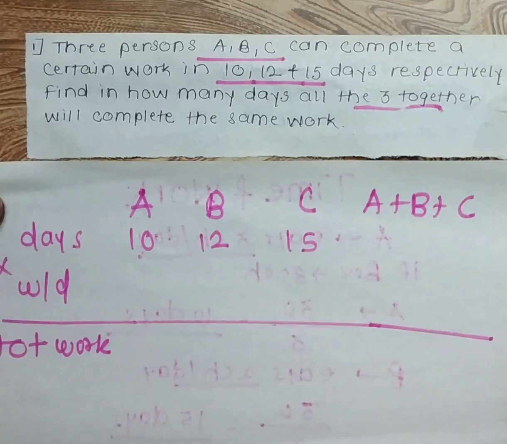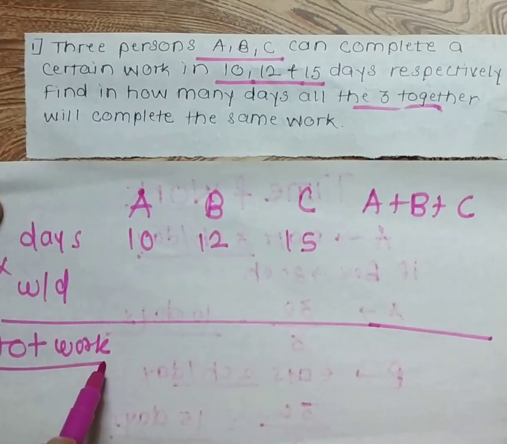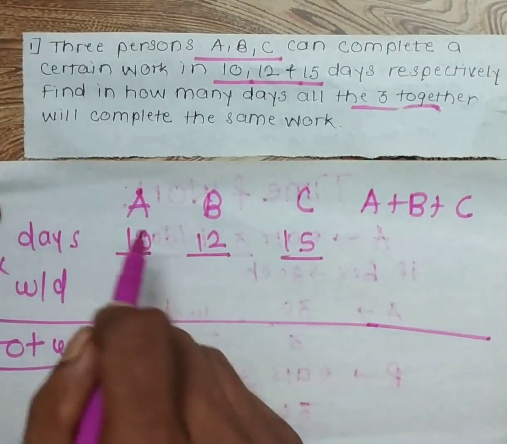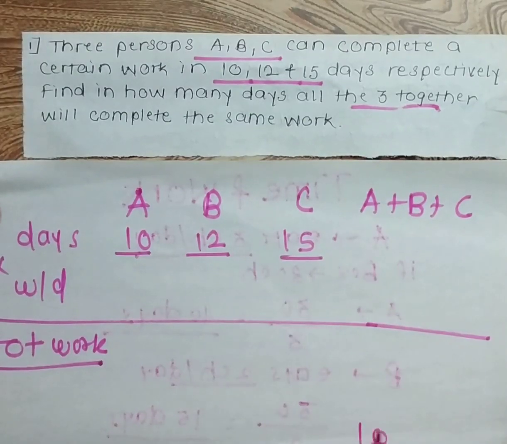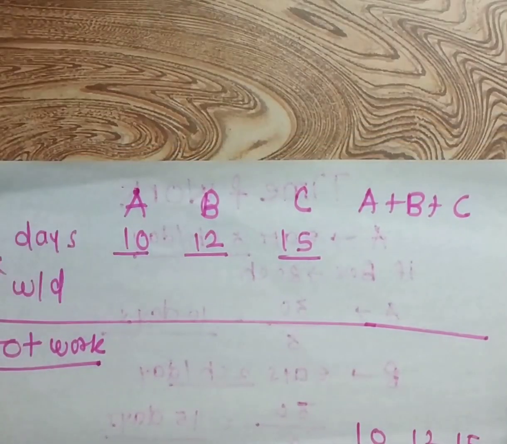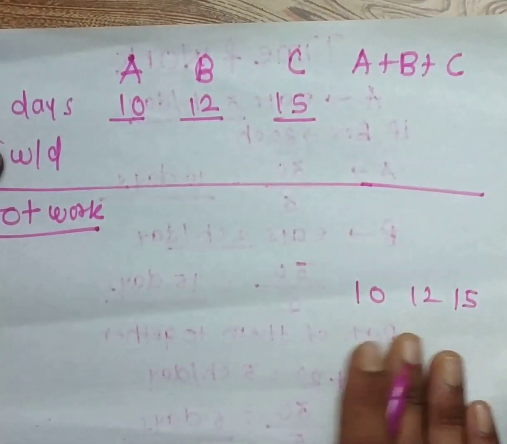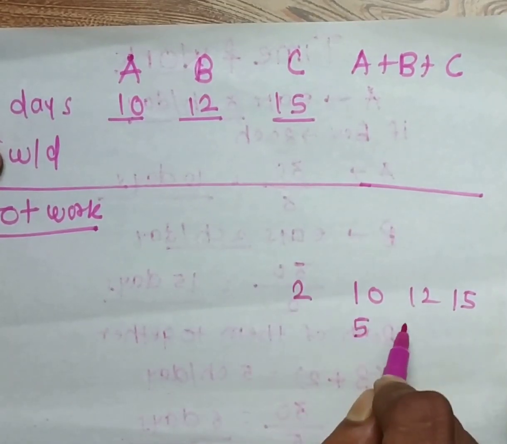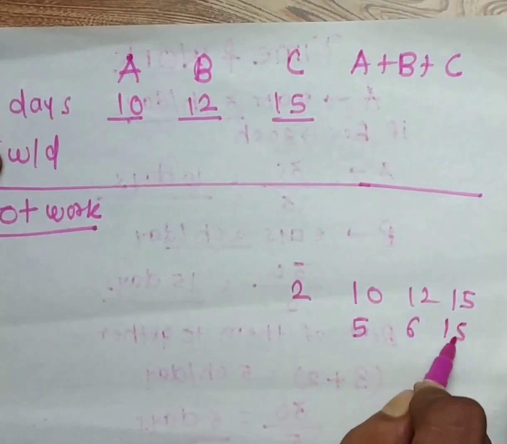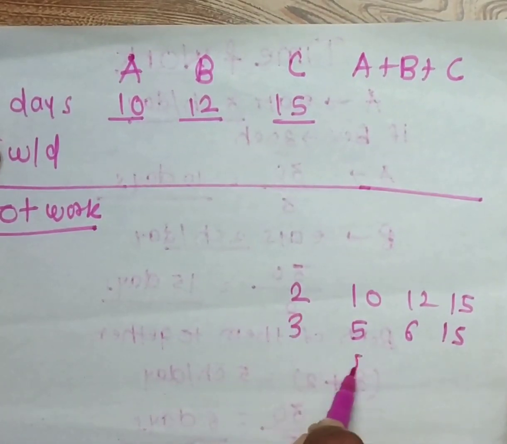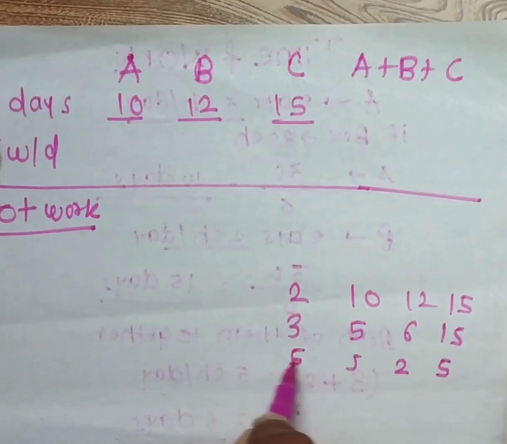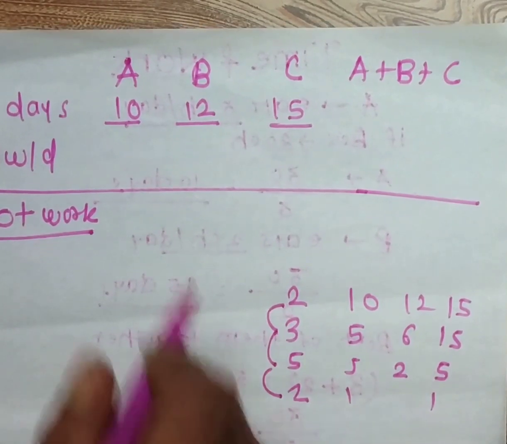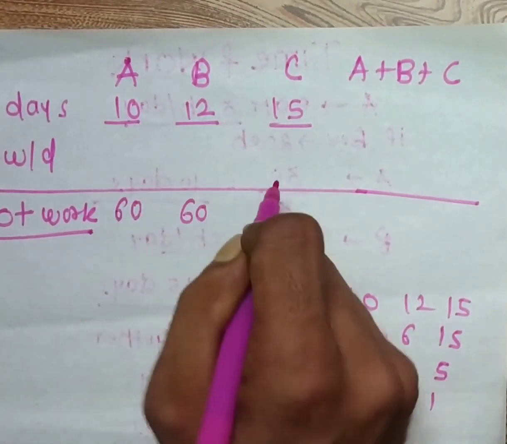So let's see. The one important thing to always remember is that total work is nothing but the LCM of the days of the individual persons. Here the number of days are 10, 12 and 15. So you can take the LCM of 10, 12 and 15. We know how to take the LCM. 2 5s are 10, 2 6s are 12 and 15. 3 2s are 6, 3 5s are 15. 3 2s are 6, 6 5s are 30, 30 2s are 60. So total work is 60.